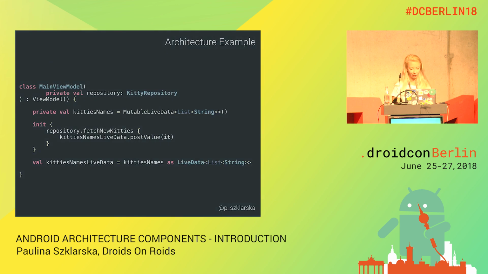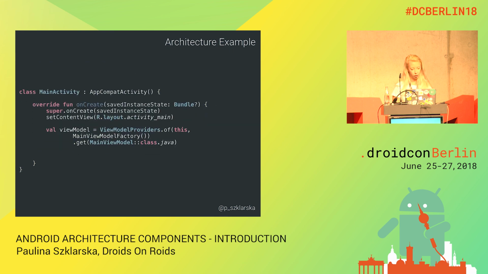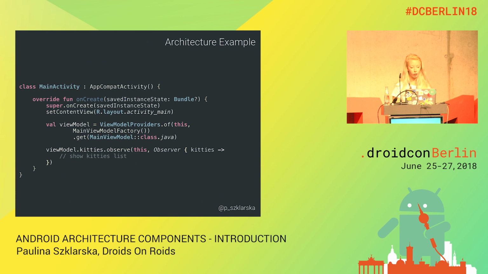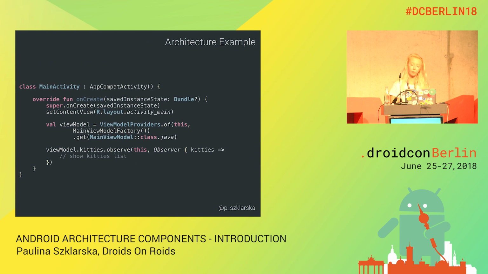I will just try to show it. Maybe I will skip the slides. So here we are in an activity, and as you saw, there is a view model created, the same as before. We can subscribe ourselves to observing changes in this list of kitties, for example, and we can just show them on the UI.